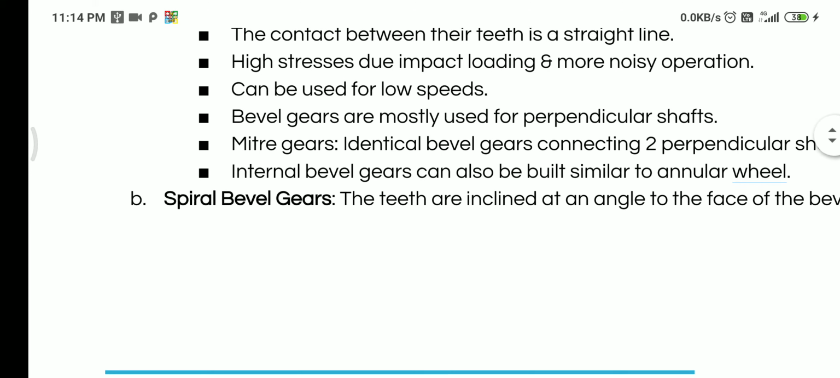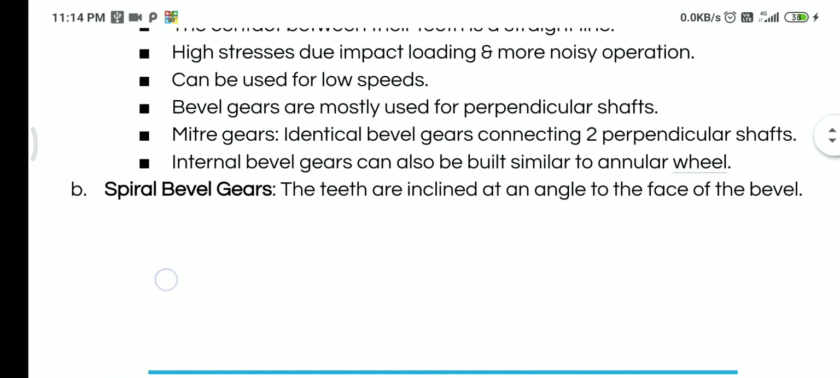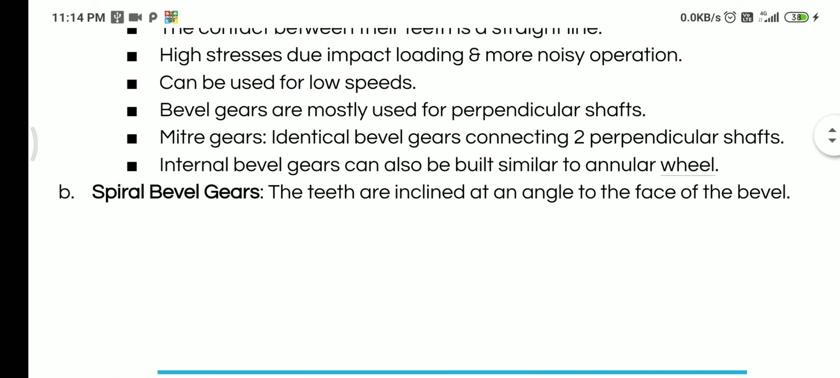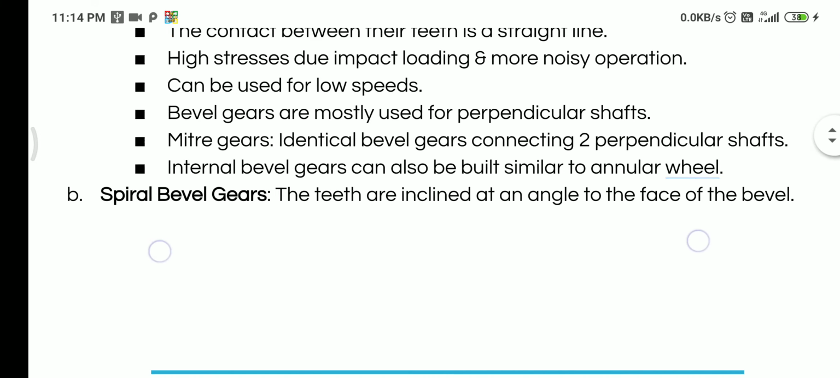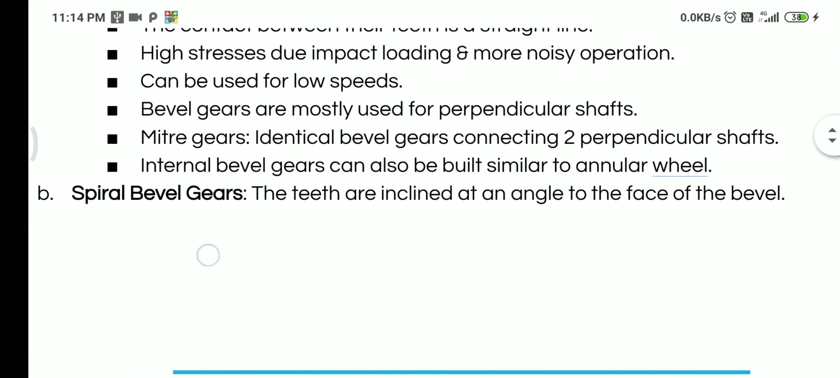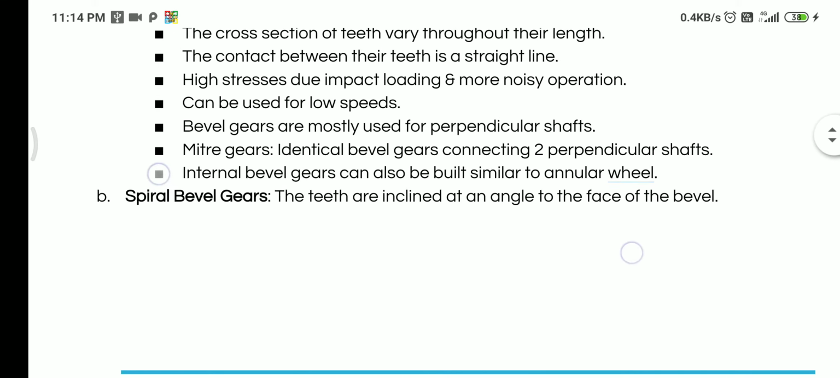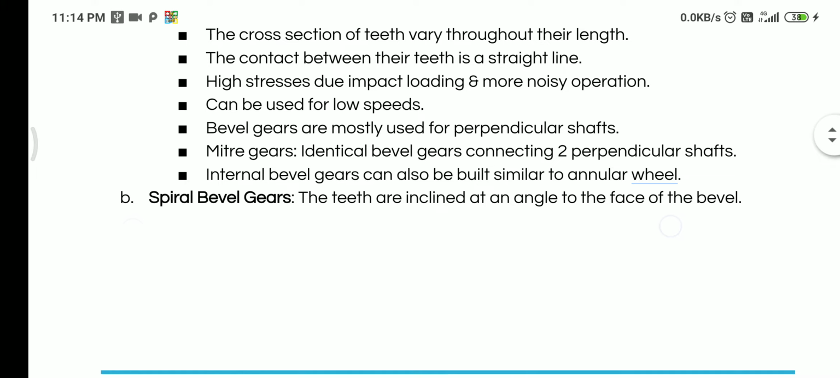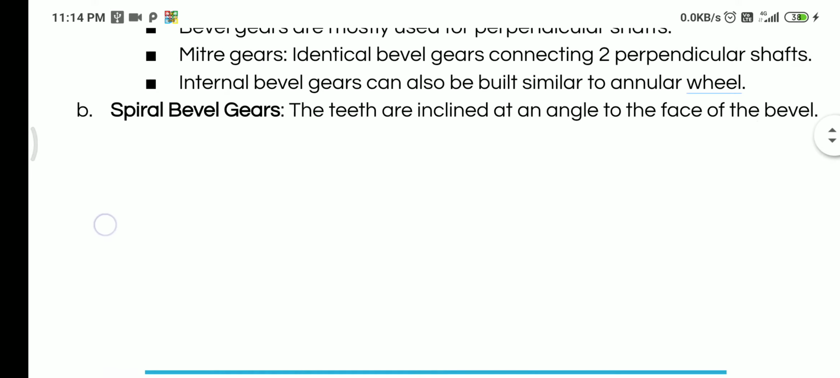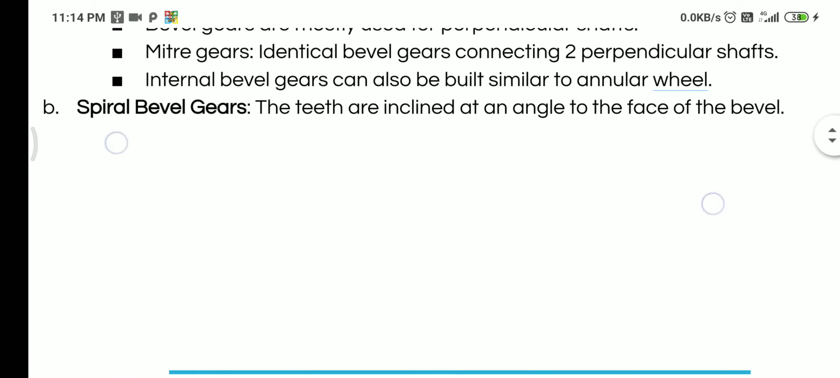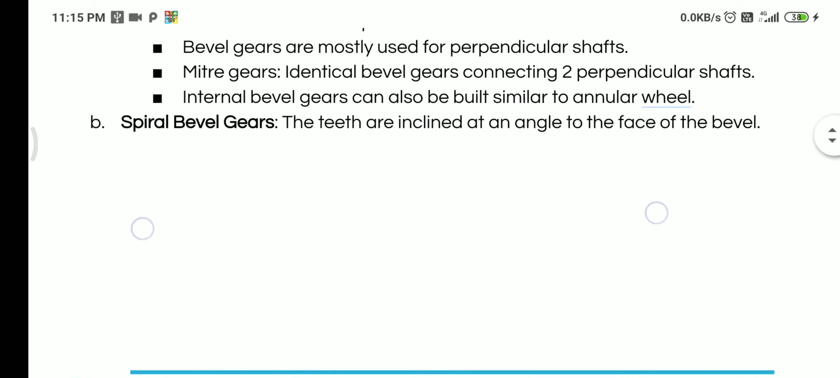We should also keep in mind that if we are using two identical bevel gears for connecting two perpendicular shafts, this particular type of gears are called miter gears. And internal bevel gears are also possible, he's saying, but I have not seen these internal bevel gears at any point. You can just consider that as a possibility at this particular time.